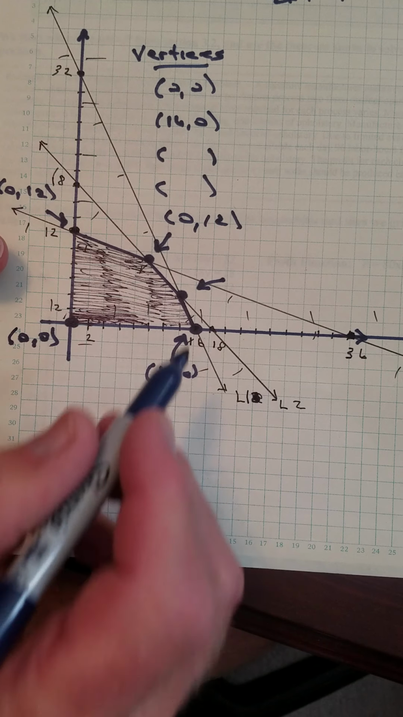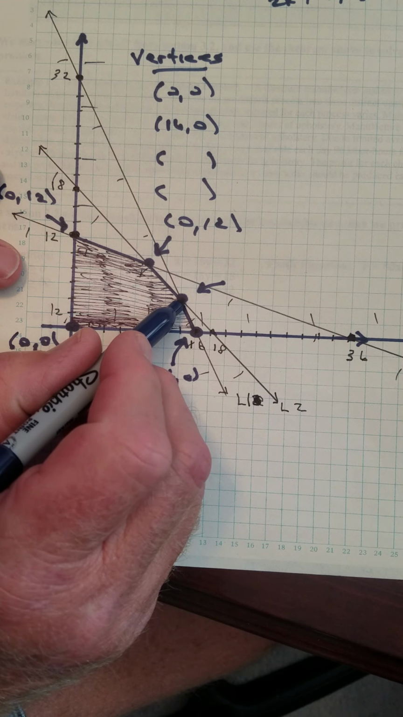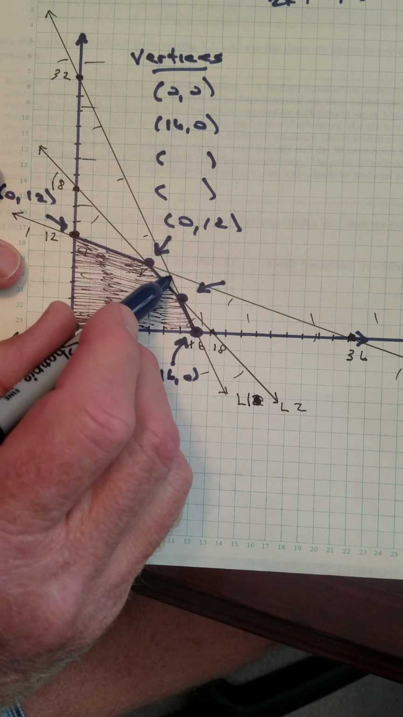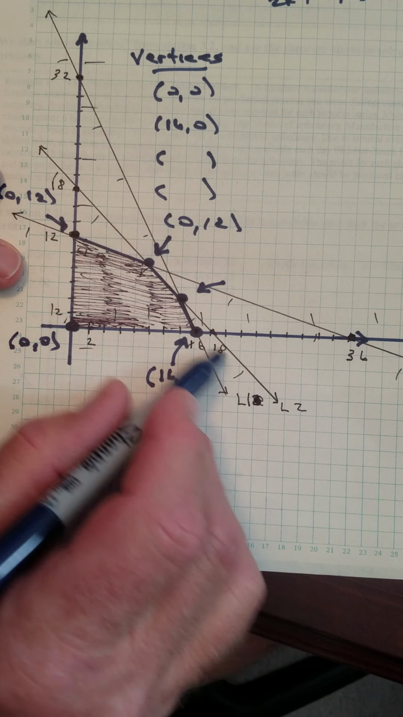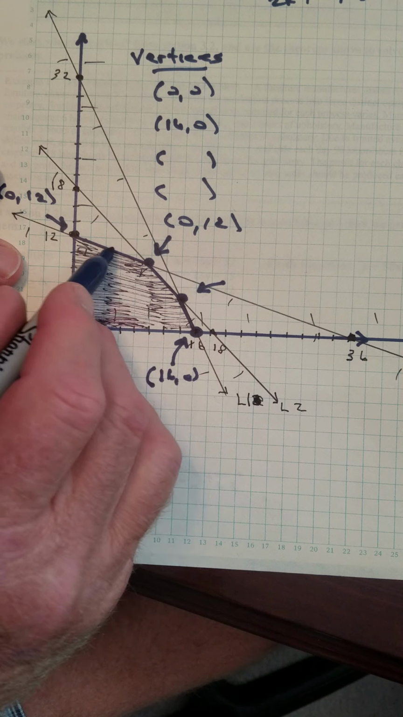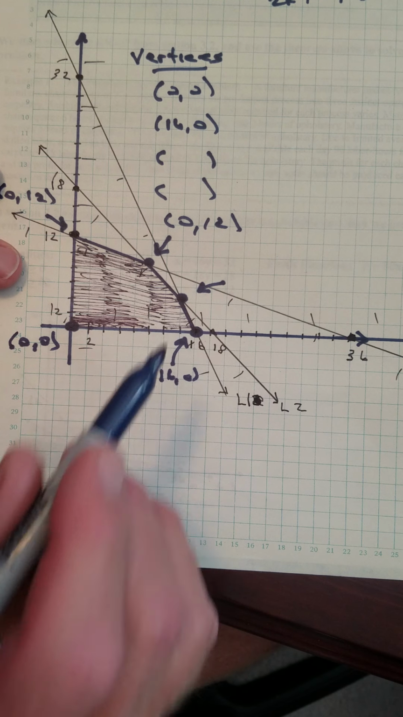Okay. So let's say we want to find this one. I don't know what that is yet. Here's what I want you to notice. This point is on this line. That's L1. It's also on this line, L2. It is not on L3. That's way up here. So this is the intersection of L1 and L2.